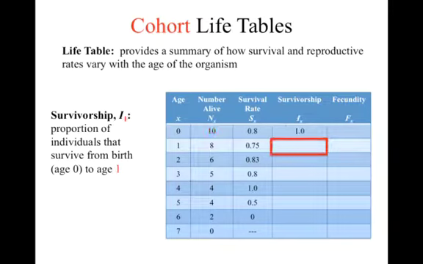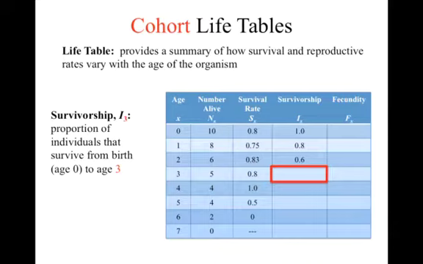Little bit more tricky when we move to age anything bigger than 0, age 1, age 2, age 3, age 4. So the survivorship for age 1 is the proportion of individuals that survive from birth. So we had 10 born to age 1. So that's 8 survived to age 1. My survivorship is then 8 over 10, or 0.8. Let's do the year 2 survivorship. The year 2 survivorship is the proportion of individuals that survive from birth, so there were 10 at birth, to age 2. There are 6 age 2, and so it's 6 over 10, or 0.6.